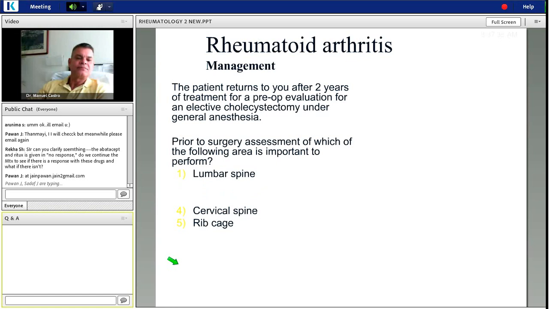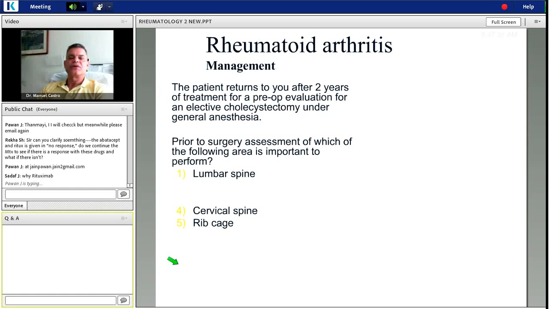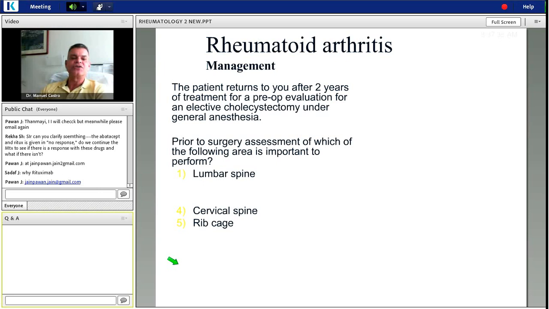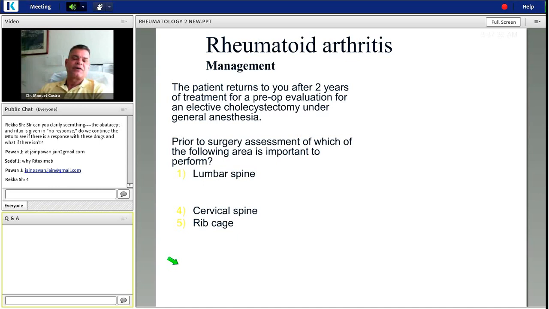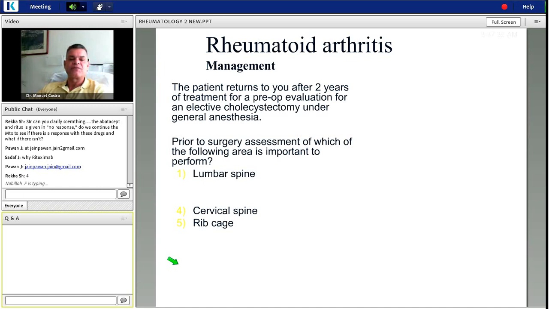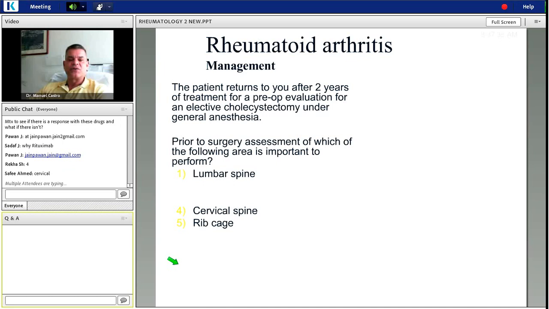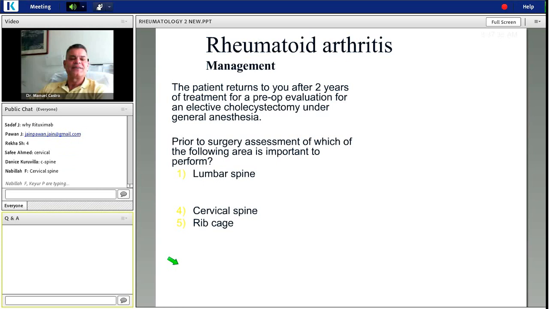A patient returns to you after 2 years of treatment for a pre-op evaluation for an elective cholecystectomy under general anesthesia. Prior to the surgery, assessment of which of the following areas is most important? Let's see, two of the options are not showing up for whatever reason. Sometimes the conversion from PowerPoint to the program does a little trick on us. Yes, Denise, cervical spine, definitely. Actually, the answer is here.